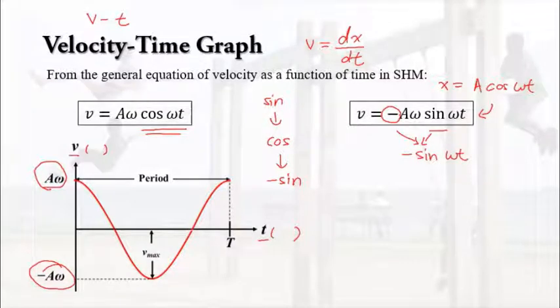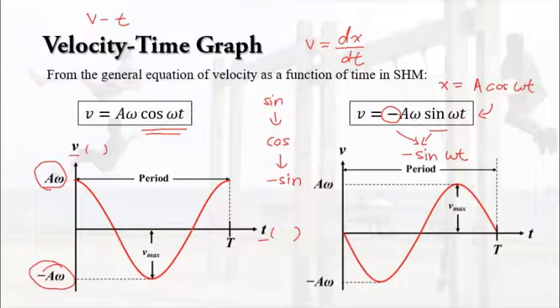So if you have a negative sine function, what are you going to do? You are going to sketch the graph of inverse sine. You just flip the normal sine over, then you will get an inverse sine graph. After you sketch the graph, as usual, label the axis with unit, and then label the maximum value, which is A omega, and the negative A omega in your graph, and also the period in the graph. It is a must, the time taken to complete one cycle. So that is the v-t graph.